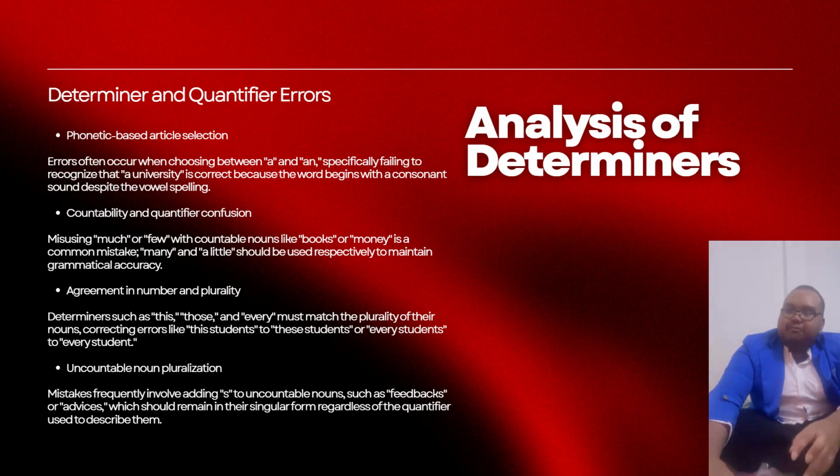Agreement in number and plurality: determiners such as this, those, and every must match the plurality of their nouns, correcting errors like these student to these students or every students to every student.